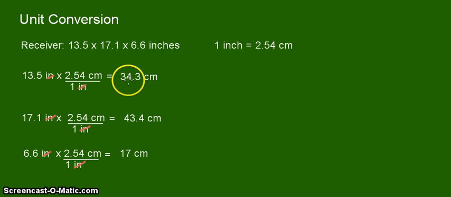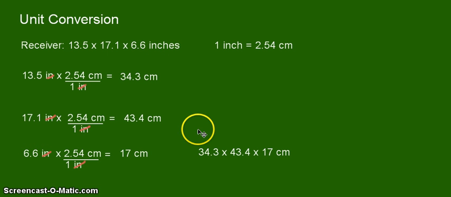Okay, so this was originally 34.29, so you do a rounding off into 34.3 to report only 3 significant figures. Then this one is 43.434, which is more than 3 significant figures, so you need to do some rounding off as well. Then this one here is actually 16.76, so that is another rounding off for your final answer to be only 2 significant figures based on the 6.6 that was given earlier. Okay, so our final dimension of the receiver in the unit centimeters is 34.3 by 43.4 by 17 centimeters.